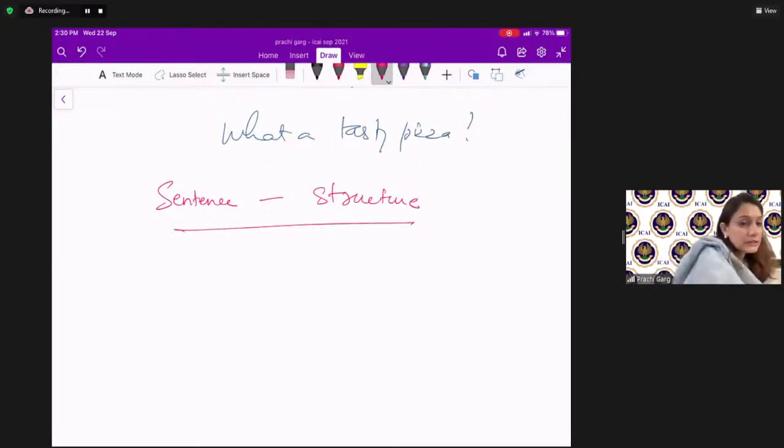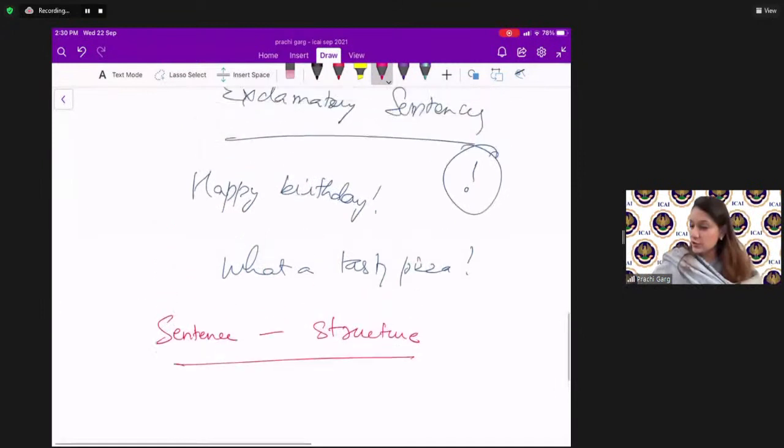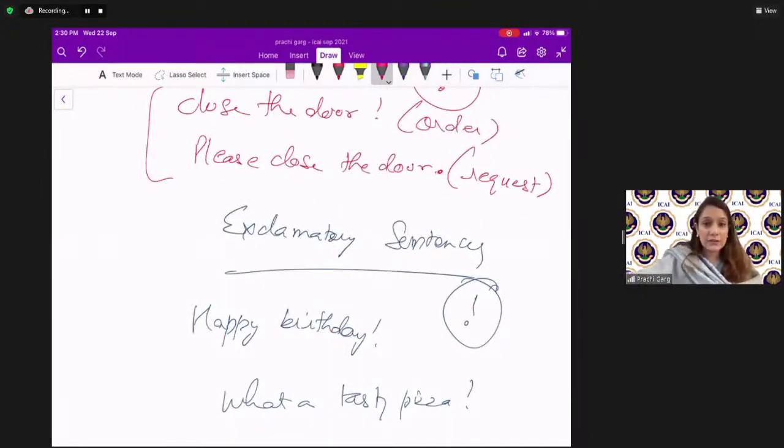Before that, I believe somebody has asked me for the exclamatory marks sentence structure. I don't know who asked it, but somebody asked. I'm glad you asked because I forgot about it. So this is how it is.